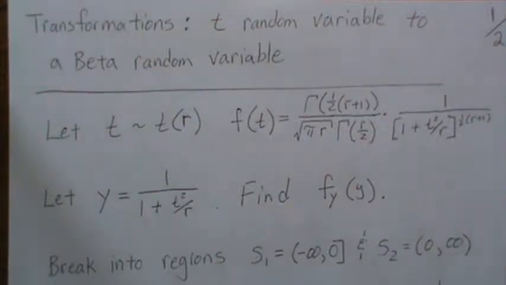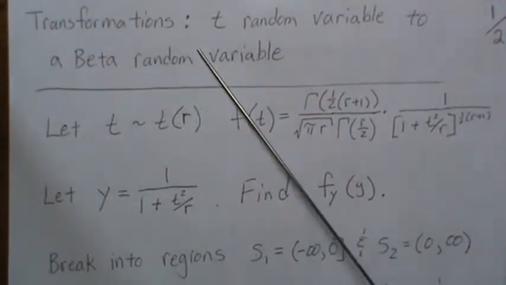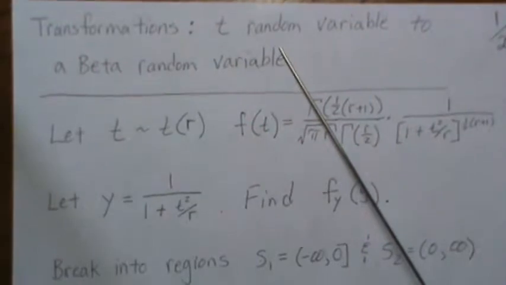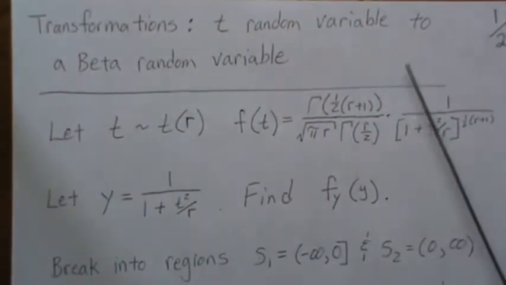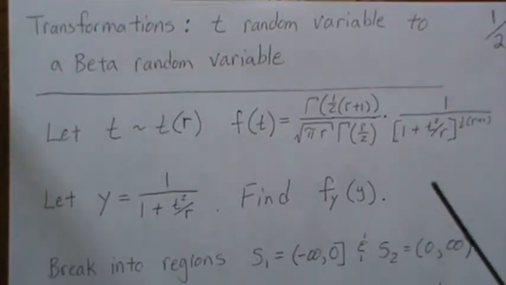Hello, this is the next video in a series that I'm calling Transformations of Random Variables. Today we're going to take a variable T, which is t distributed, and we're going to map or transform it into a beta random variable.